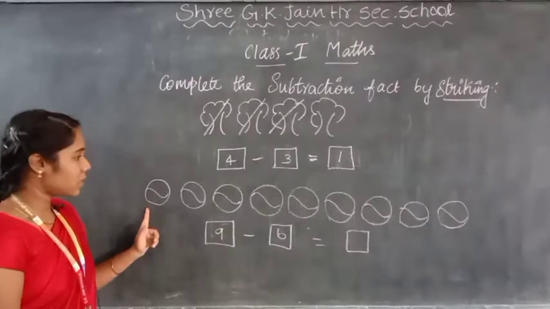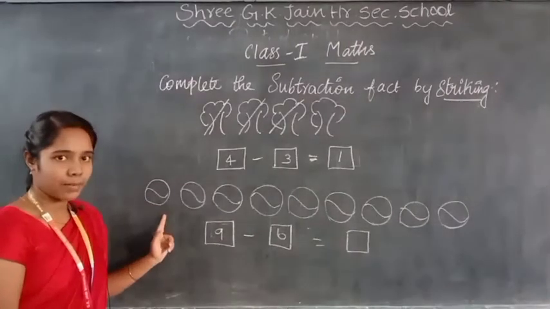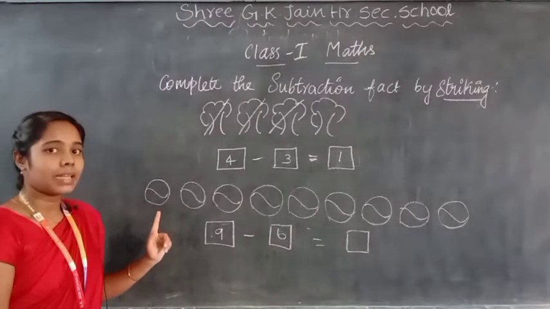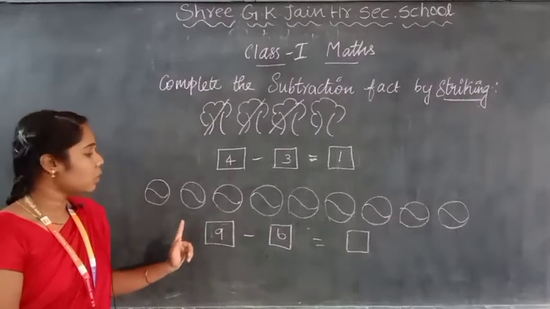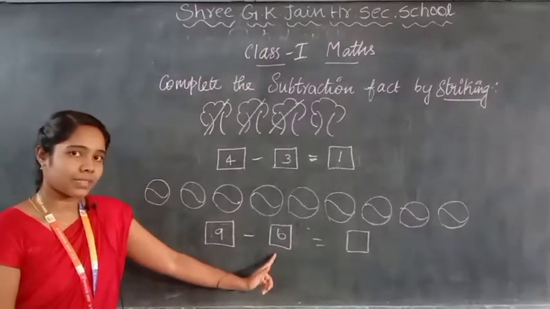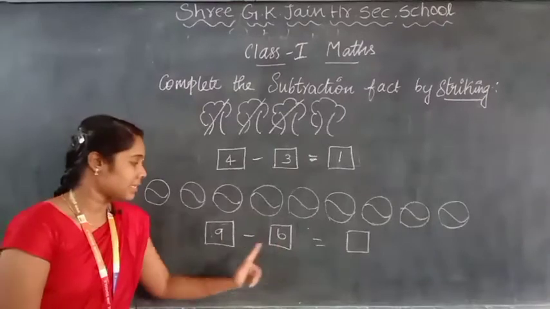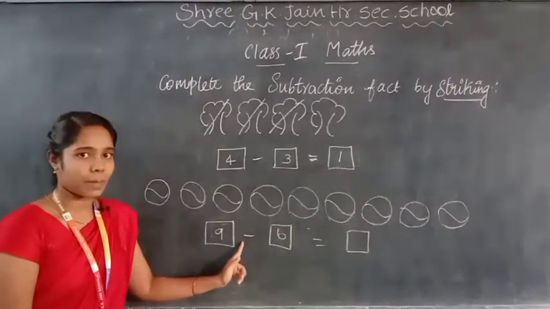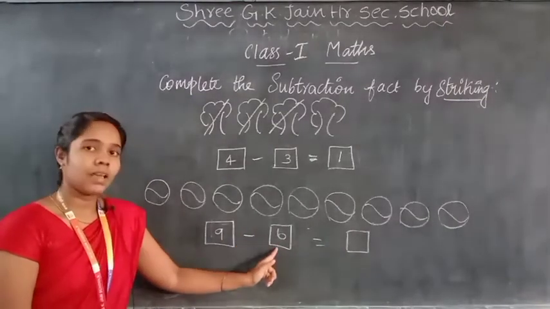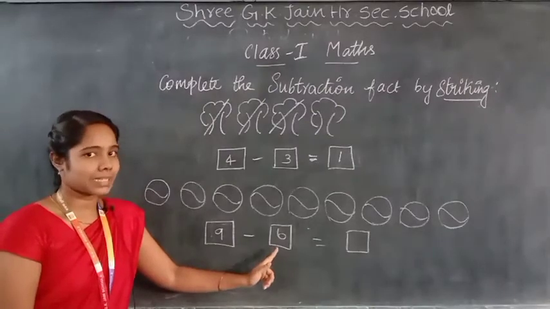How many balls are here? Here are 9 balls given. How many balls? 9 balls, right? So how many are we going to subtract? 9 minus 6. Minus is the symbol of subtraction. So from 9 we are going to subtract 6.